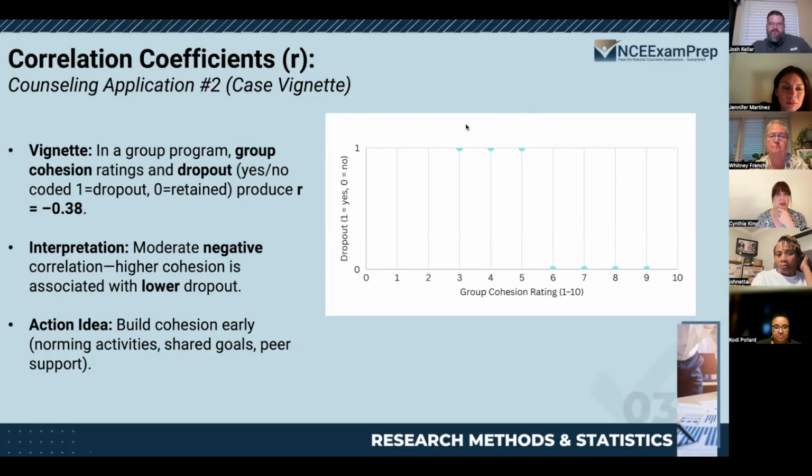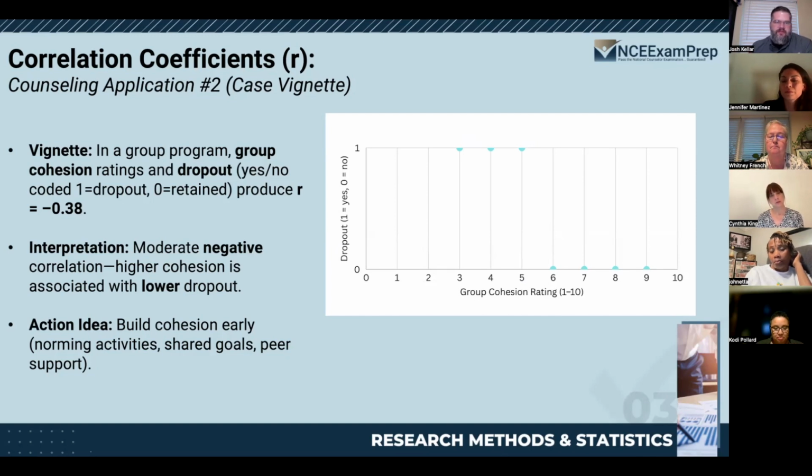Can we see why this is negative by looking at the chart? They trend downward like this, like a downward slope, even though we've just got ones and zeros. As cohesion increases, dropout decreases. They're not moving together, they're moving opposite. Dropout is decreasing as cohesion is increasing. Does that make sense?